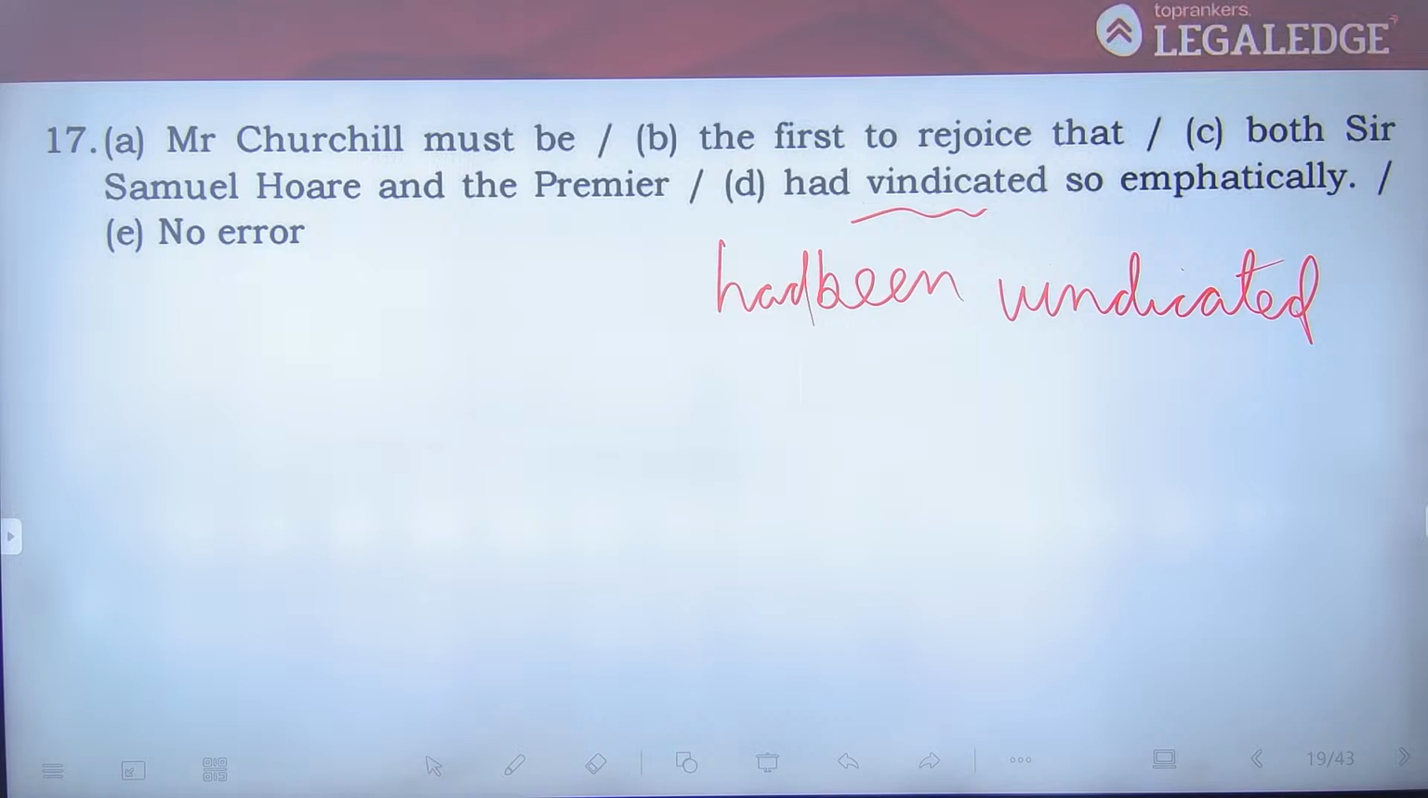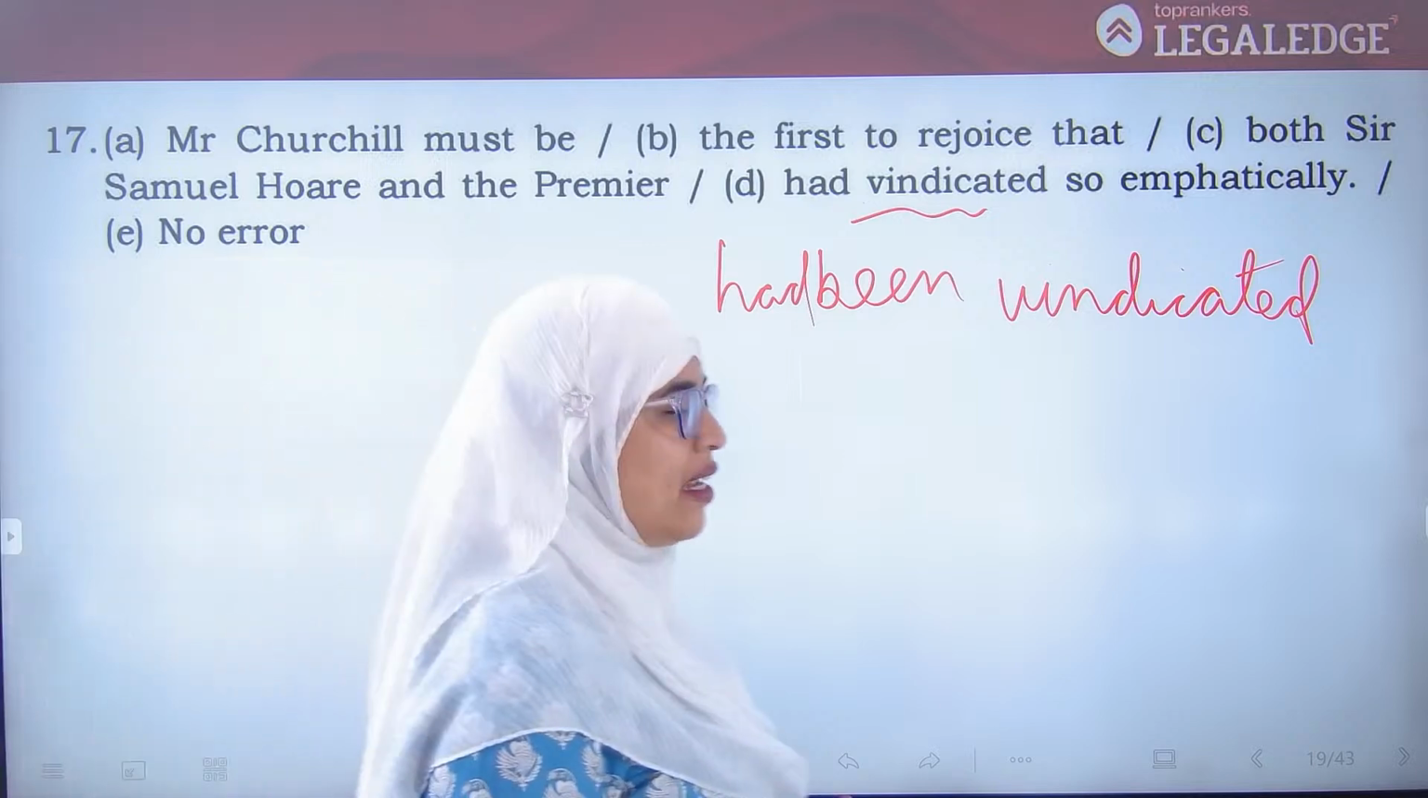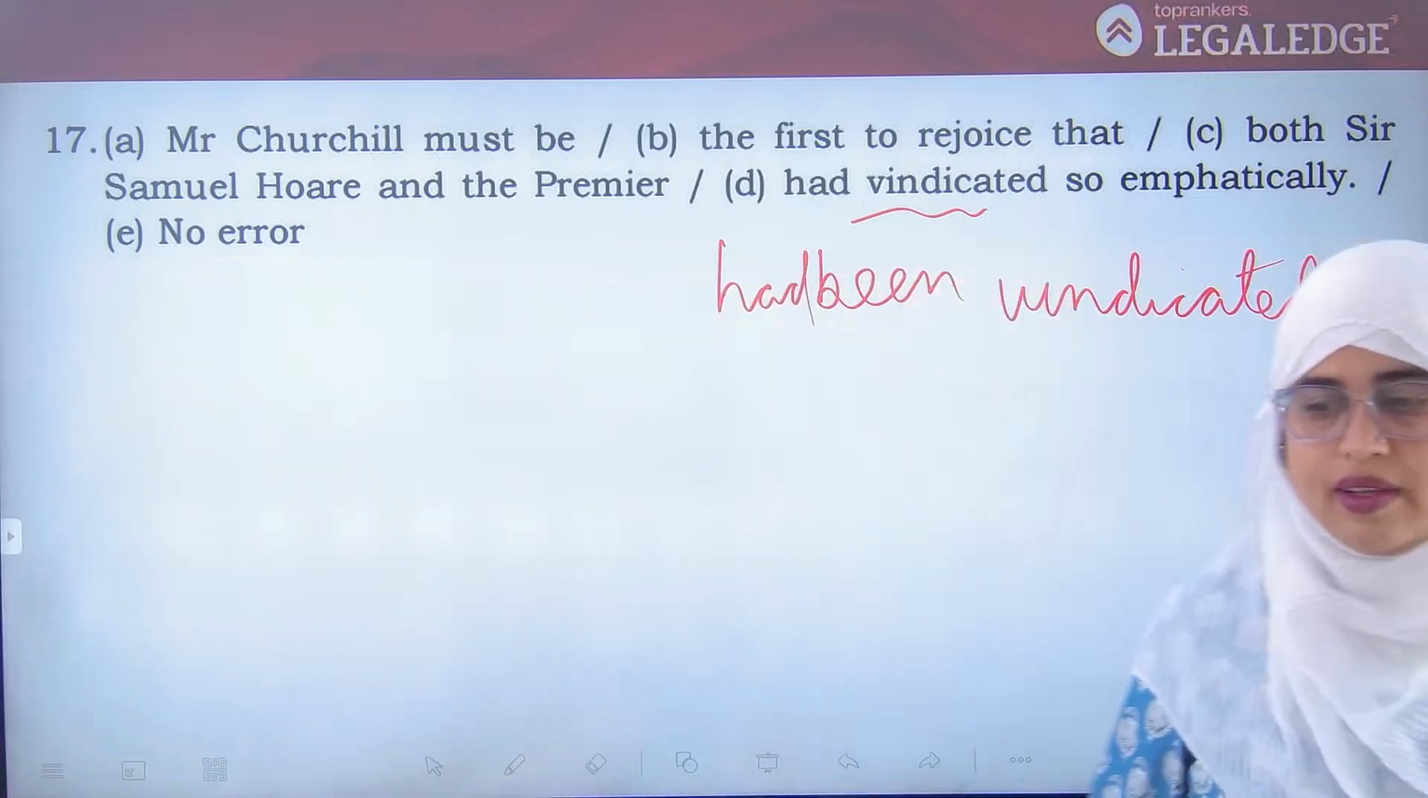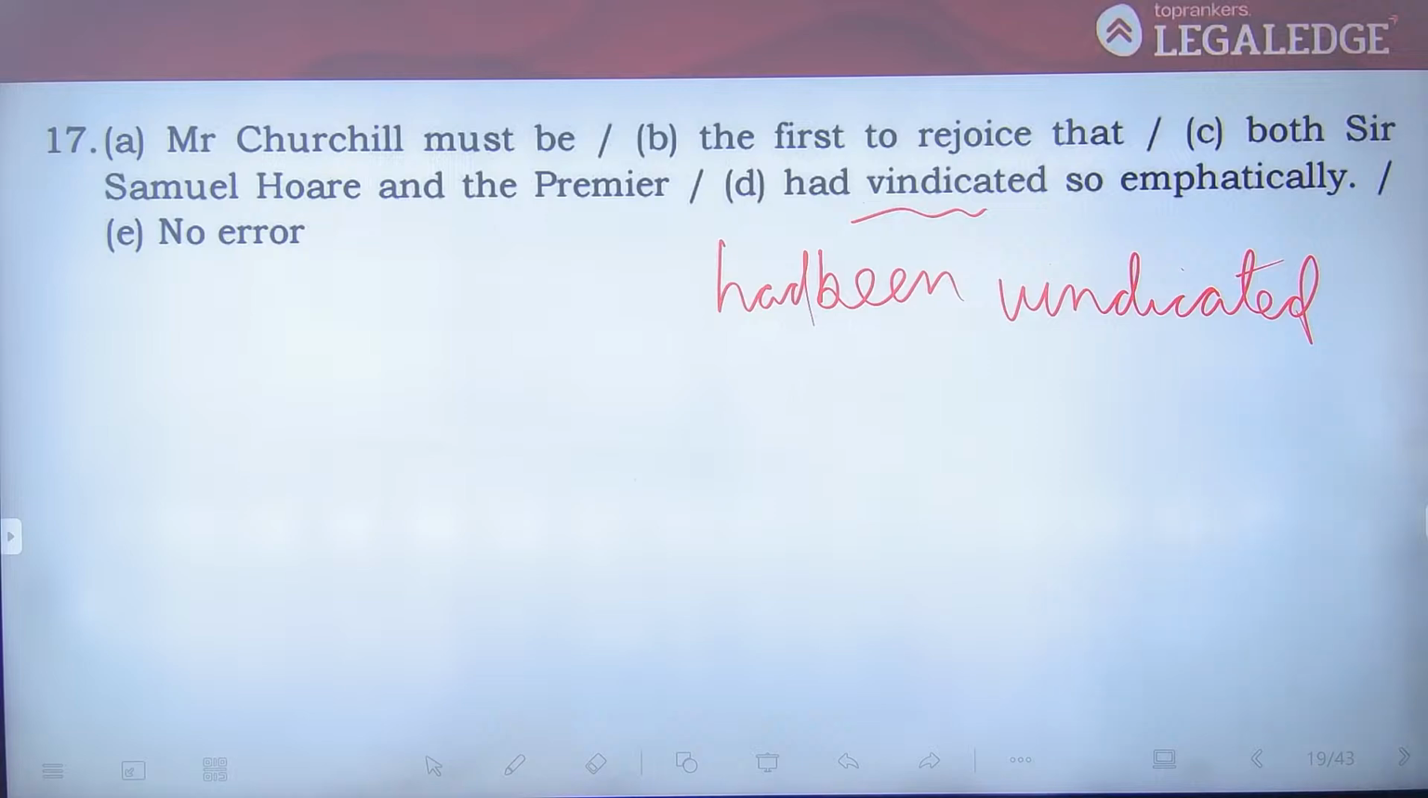So vindicate basically is acquitted, absolved, exonerated. All right? मतलब बाइज्जत बरी कर दिया उन्हें. Absolved, acquitted, vindicated, exonerated. So they both must have been vindicated by other authority.